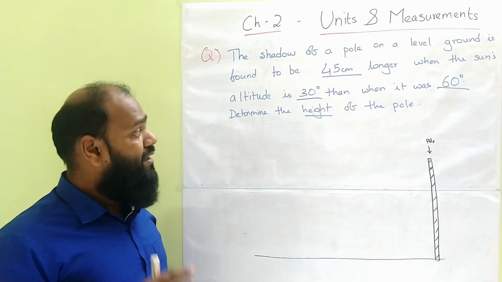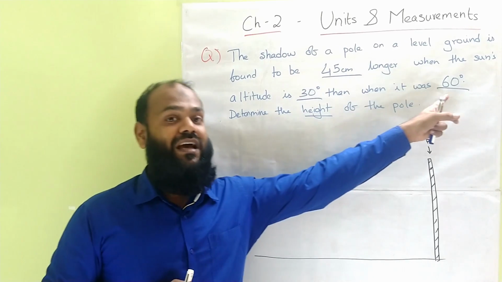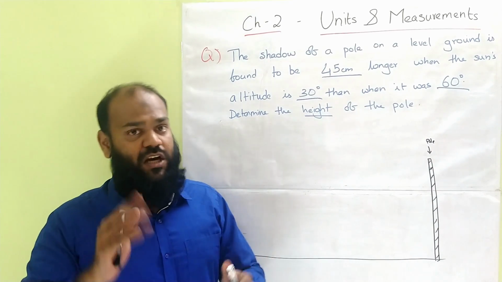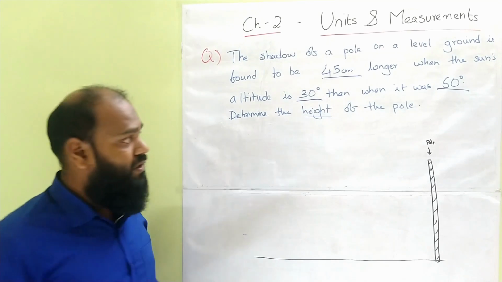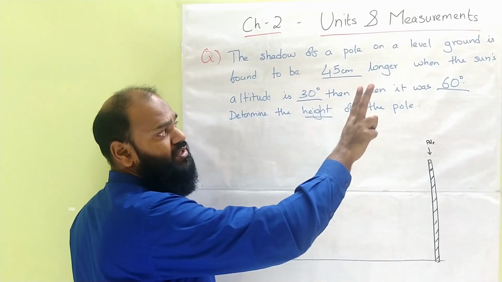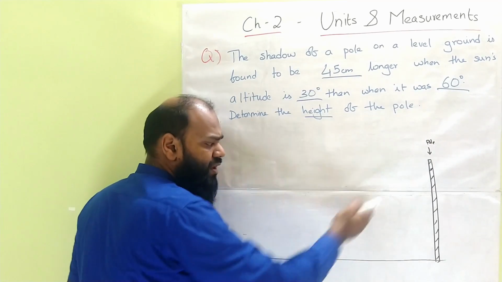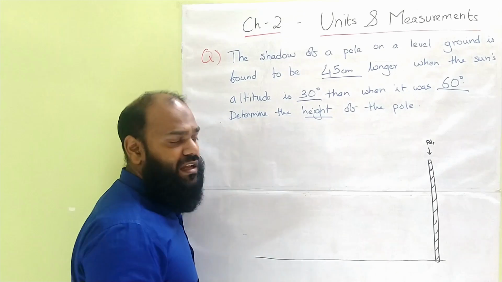We can see that we have two sun positions, one at 30 degrees and one at 60 degrees. For every sun position, we get a shadow on the ground. That's agreed, right? So let's draw the diagram first, then mark it. Then if you read the question again, you'll get a clear answer.